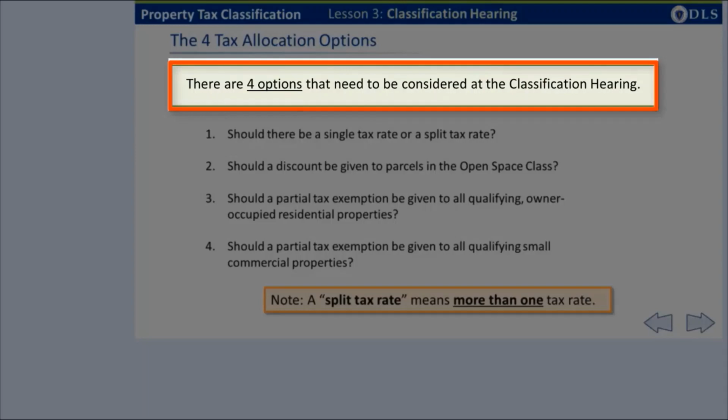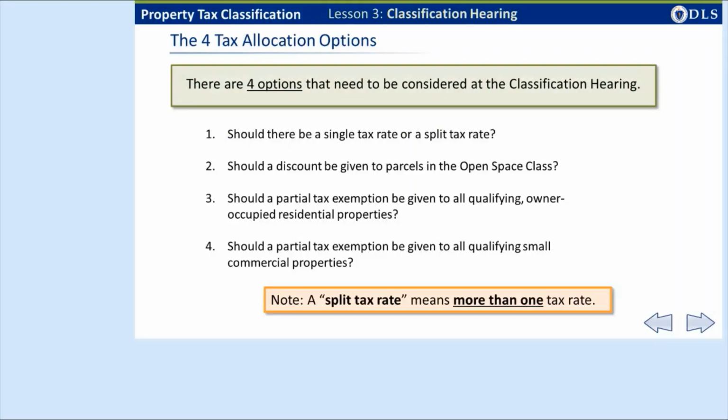There are 4 options that are considered at the classification hearing. The first option is, should there be a single tax rate or split tax rate? In other words, should there be one tax rate for the residential and open space classes and a different tax rate for the commercial, industrial, and personal property classes? The second option is, should a discount be given to the parcels within the open space class? The third option is, should a partial tax exemption be given to all qualifying owner-occupied residential properties? Finally, the fourth option is, should a partial tax exemption be given to all qualifying small commercial properties?